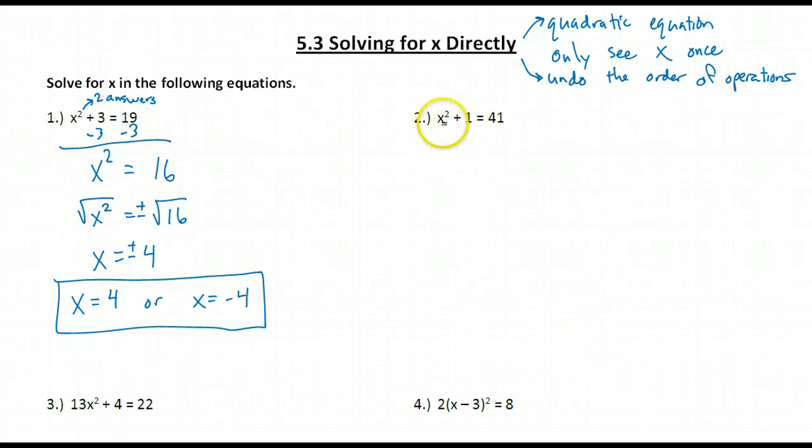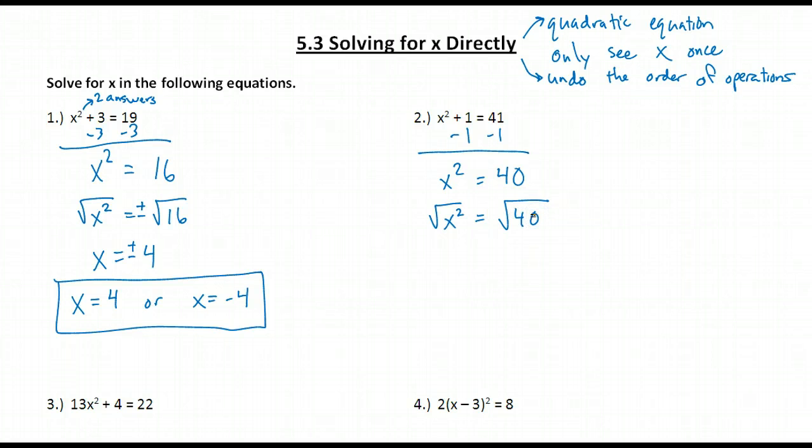In example number 2, we have a quadratic and we only see x once. So I'm going to subtract 1 from both sides and then take the square root of both sides. Now, unlike problem number 1, 16 is a perfect square, which simplified down to 4. 40 is not a perfect square. So I need to simplify this square root of 40.